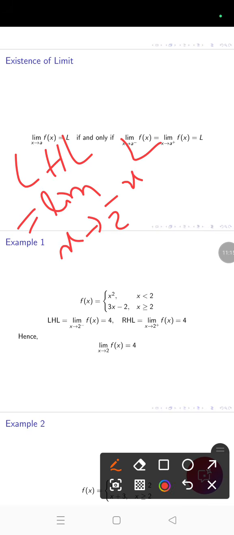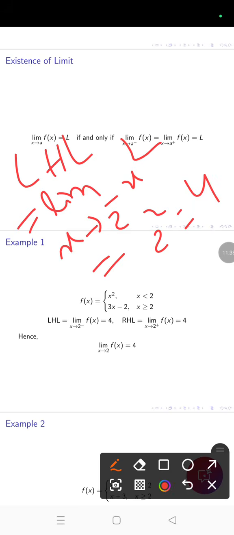So x square, in place of x just put 2. It is nearly equal to 4, because it is just less than 2. So 2 square is equal to 4. LHL is equal to 4.